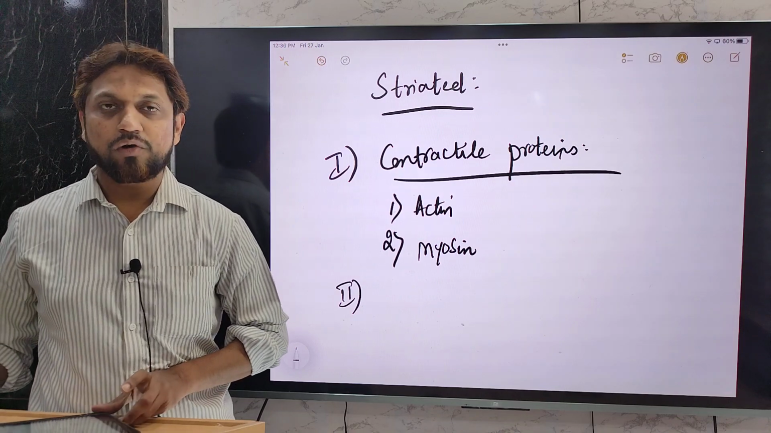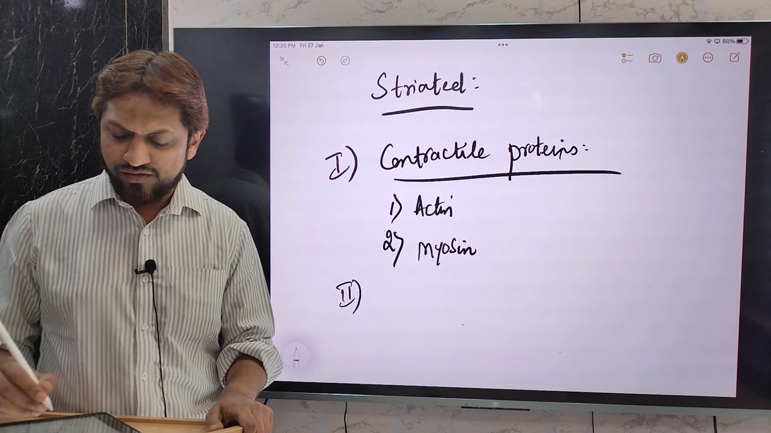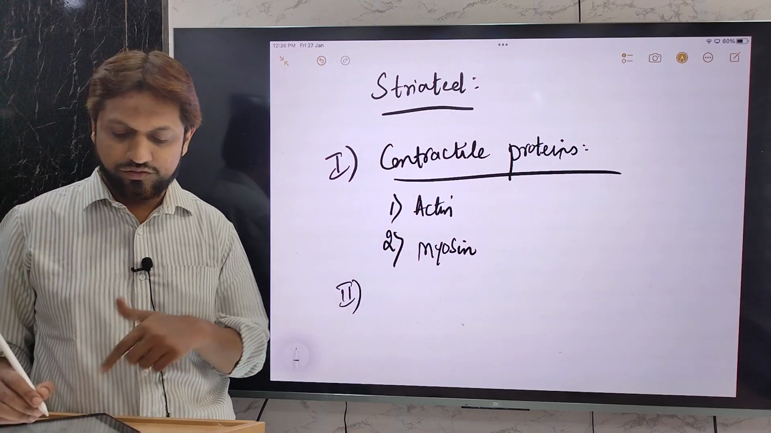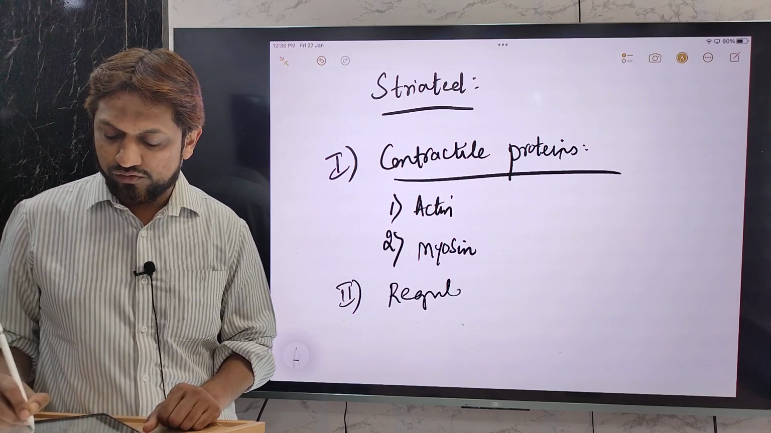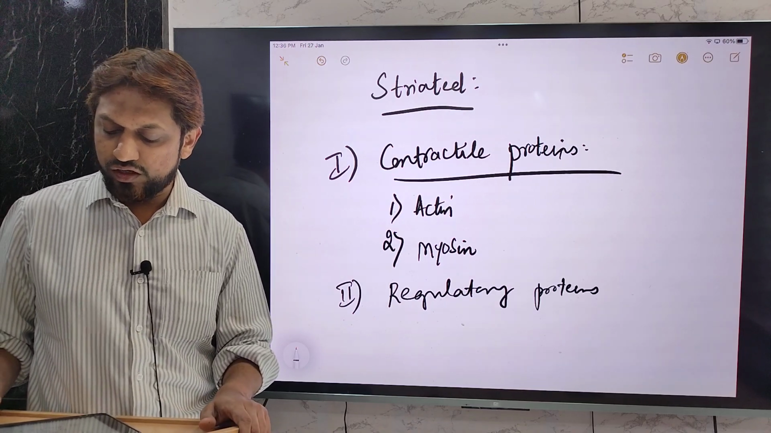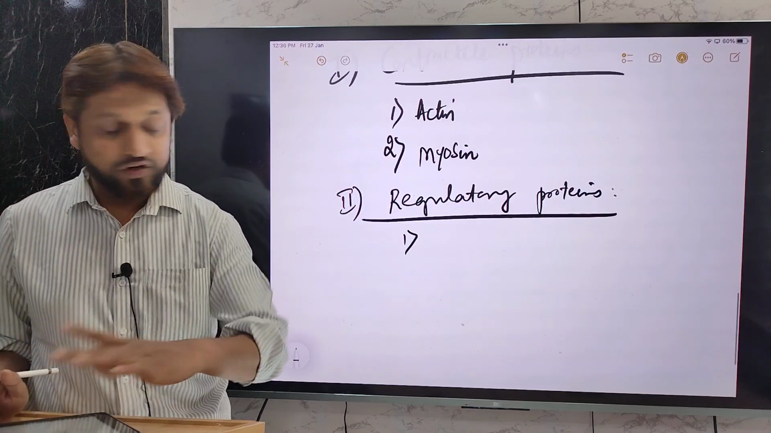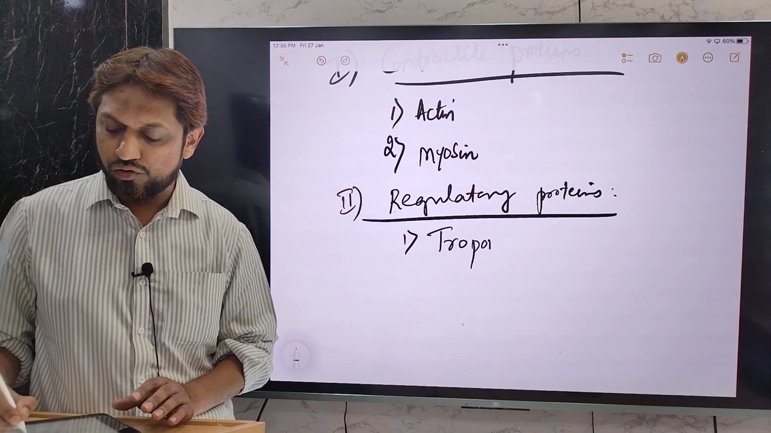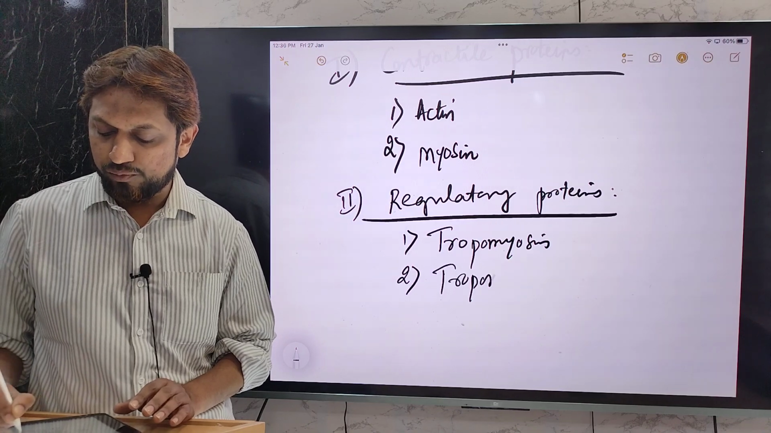Apart from these contractile proteins, there are other proteins also present in the myofibrils, known as myofilaments. These proteins are arranged in the form of thick and thin filaments. Then there are regulatory proteins, which regulate the contractile proteins. The regulatory proteins present in the myofilament, or along with the myofilament in the myofibrils, are tropomyosin and troponin.